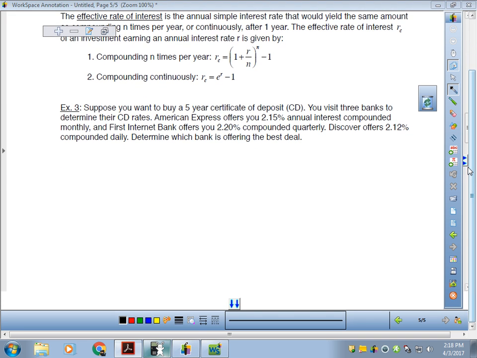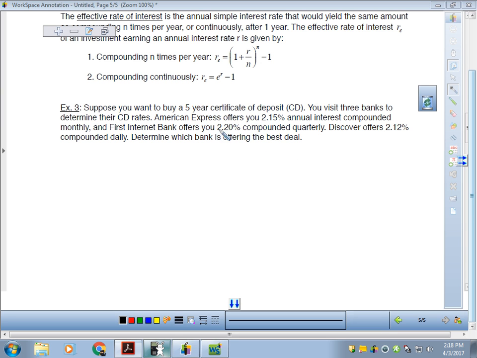So let's see how we can put this into action. Here in example 3, it says, suppose you want to buy a 5-year certificate of deposit. You visit 3 different banks to determine their CD rates, their certificate of deposit rates. American Express offers you 2.15% compounded monthly. First Internet Bank offers you 2.20% compounded quarterly. And Discover offers you 2.12% compounded daily. It asks us to determine which bank is offering the best deal.